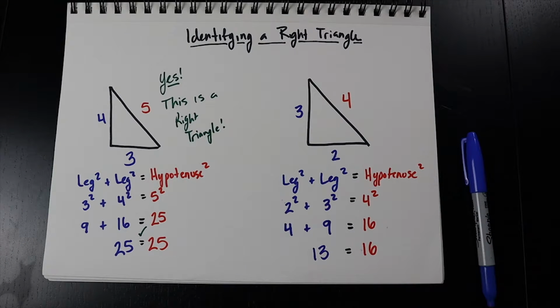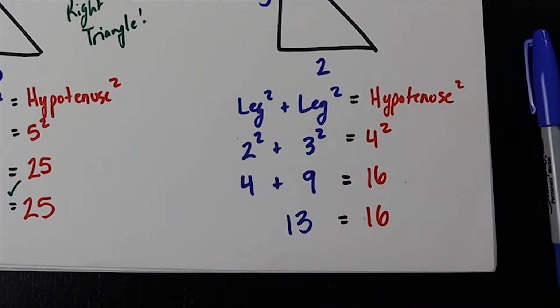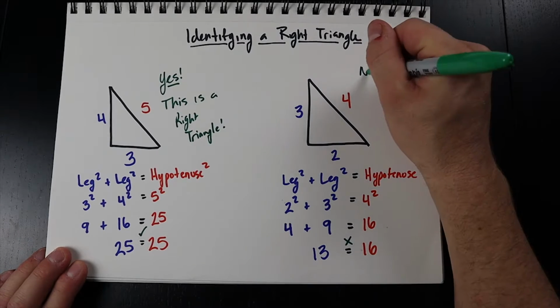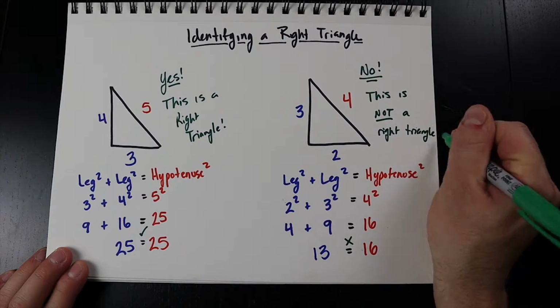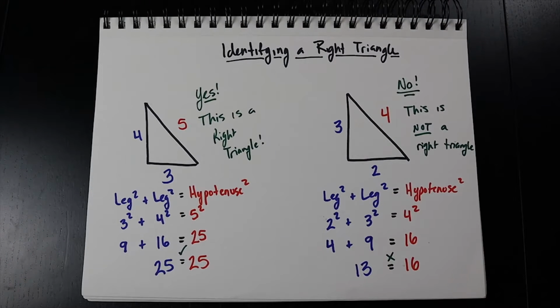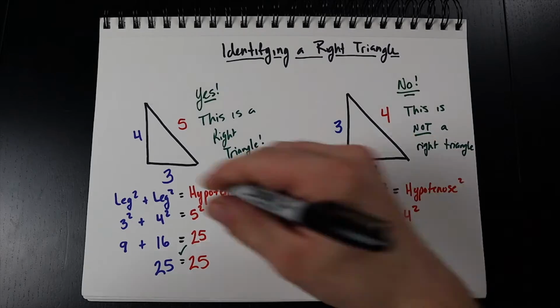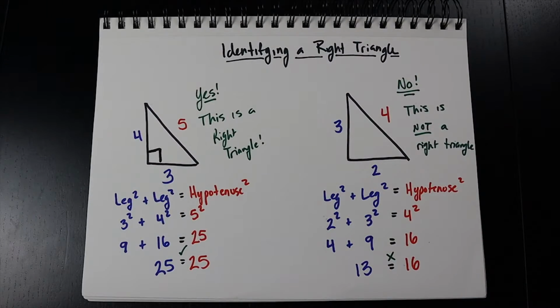The result of this equation tells us that 13 is equal to 16. Is this a true statement? No. So is this a right triangle? Also no. Despite the fact that it looks like a right triangle, the Pythagorean theorem tells us it is impossible for these three sides to make a right triangle.